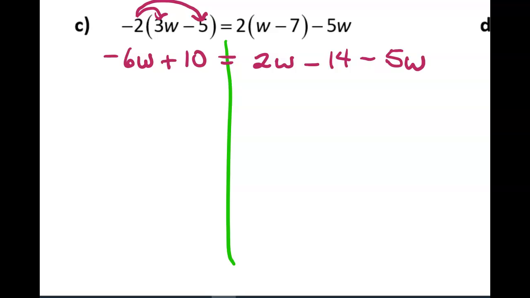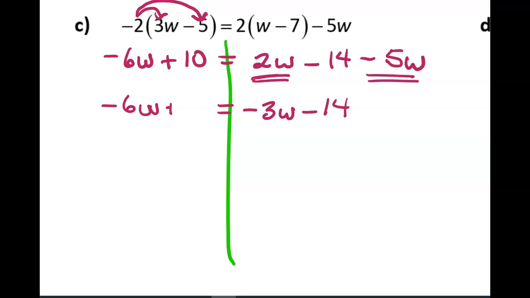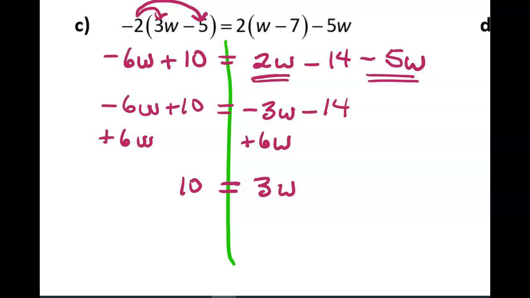Now we have some like terms to combine on the right side of the equation. That's 2w and negative 5w. 2w minus 5w is negative 3w minus 14. The left side we can just bring down as is. Now if you want to, we can add 6w to both sides of the equation. And that'll leave us with a 10 on the left side of the equation, negative 3w minus 14 on the right.